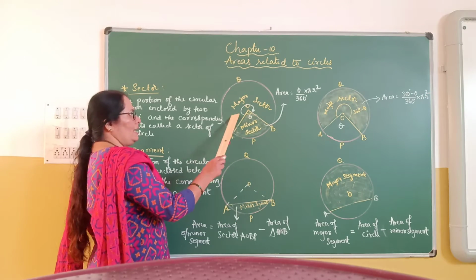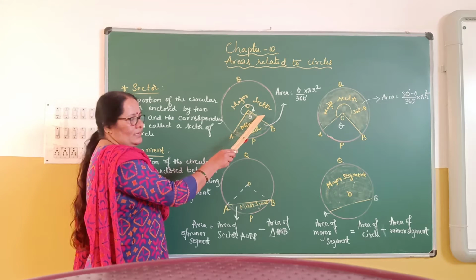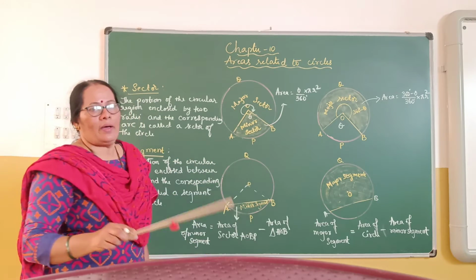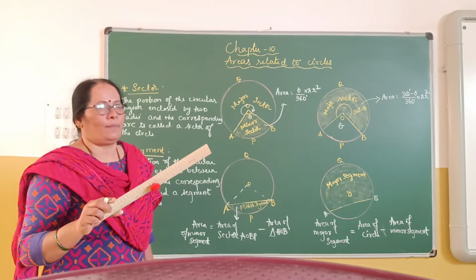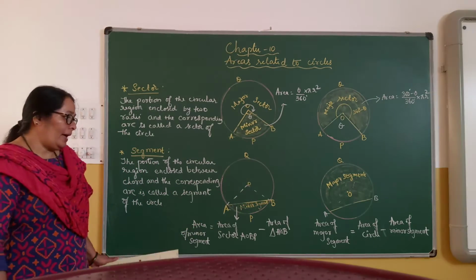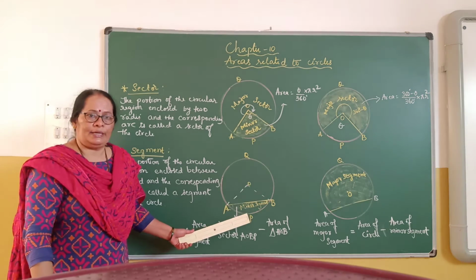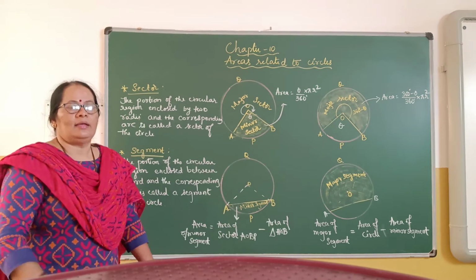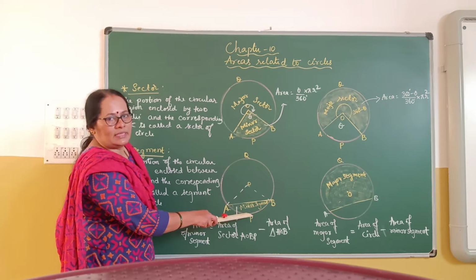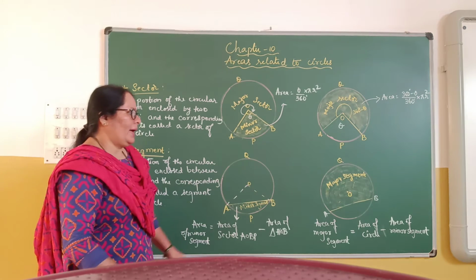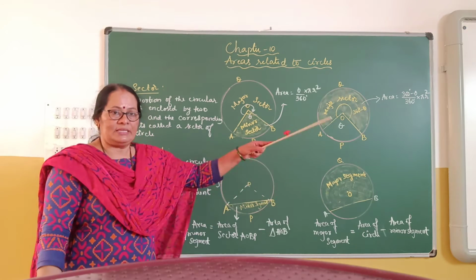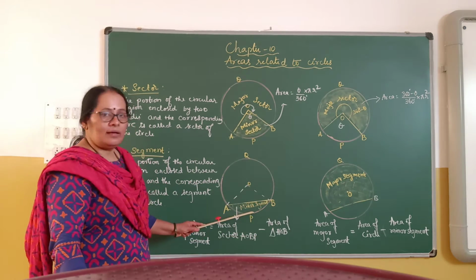Then to find the area of the major sector, instead of theta you have to take (360 minus theta) upon 360 into pi r square. Then to find the area of the minor segment, you need to calculate the sector area, then subtract the triangle area, and you will get the area of the minor segment.